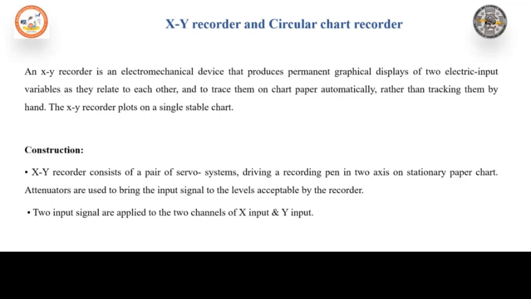So an XY recorder may have a sensitivity of 10 microvolts per mm, a slewing speed of 1.5 meter per second, a frequency response of about 6 hertz in both the x and y directions, and an accuracy of plus or minus 0.2% of full scale. The paper size used in these recorders is 440 by 280 mm or 280 mm by 220 mm. The input impedance is from 100 kilo ohm to 50 mega ohm, or more, depending upon the sensitivity range.